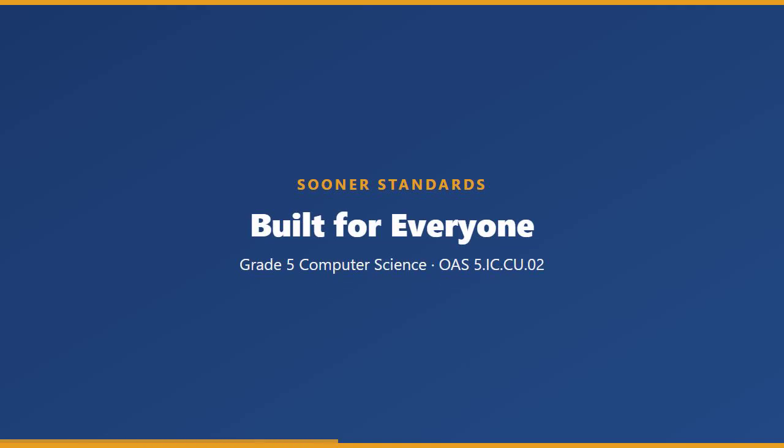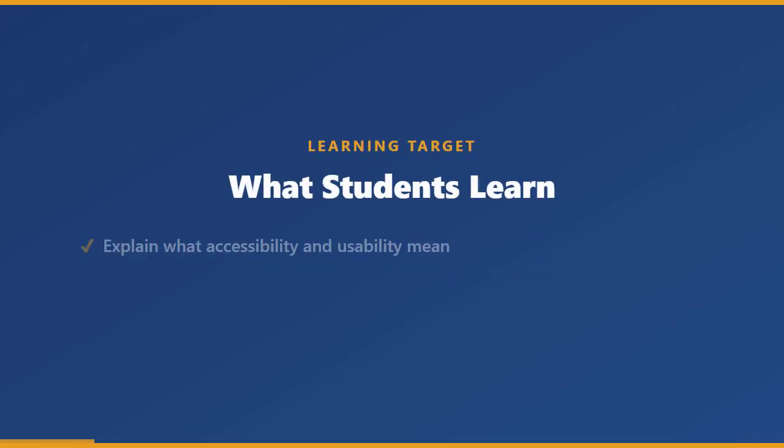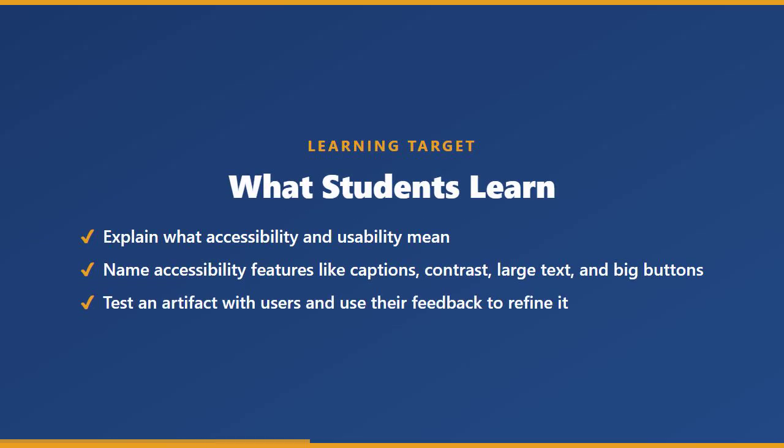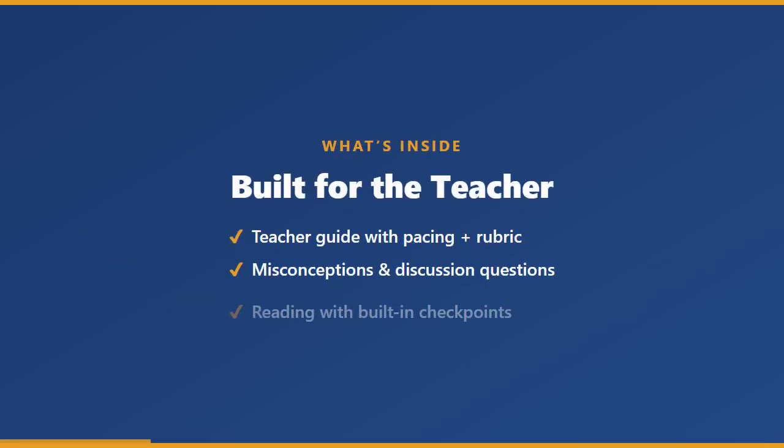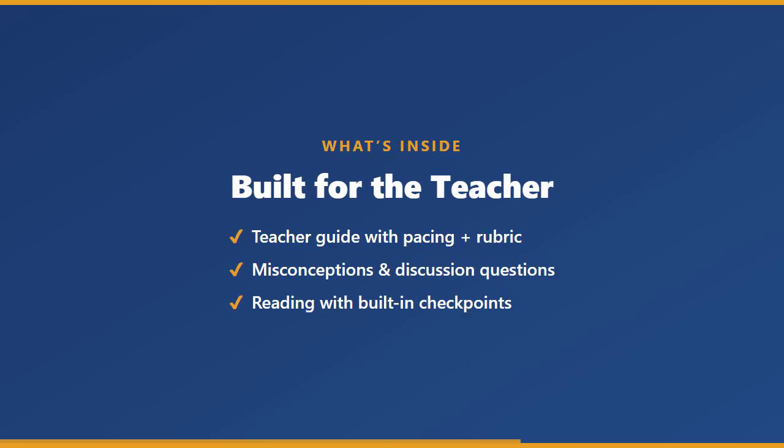A complete Grade 5 computer science unit for Oklahoma Standard 5ICCU02. Students learn to develop, test, and refine a digital artifact to make it more accessible and usable for everyone. Inside, a full teacher guide with pacing, misconceptions, and a scoring rubric, plus a content lesson with built-in comprehension checkpoints.